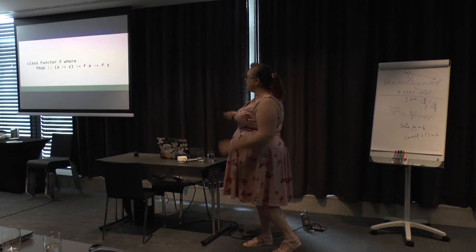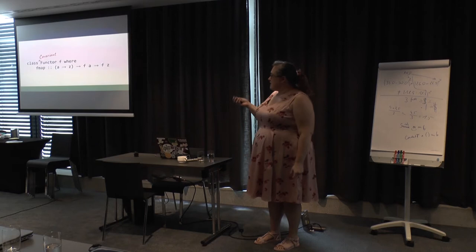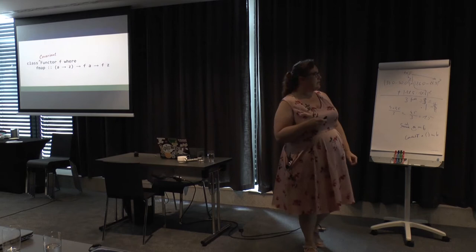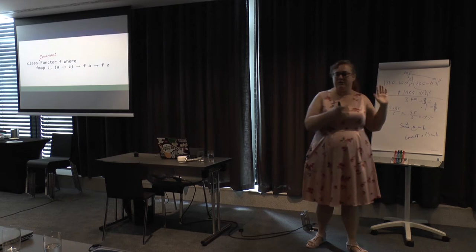All right. So this is what the class declaration looks like. This is our regular functor class declaration. We're all quite familiar with it by now. But as I said, these are covariant functors. In a covariant functor, the arrows are all pointing in the same direction. We have an A to Z function and an FA to FZ function. The arrows between the A and the Z are all pointing in the same direction. So that's a covariant functor.